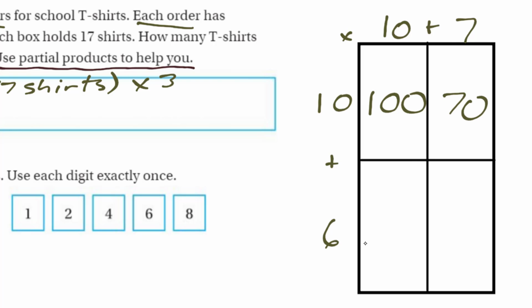Now I come to this one. 6 times 10, it's lined up with that, is 60. And then I have 6 times 7, which is 42. Okay, so this may help me, I guess. Okay, yes, it will help me. Of course it's going to help me because now I can just say 100 plus 70 plus 60 plus 42.